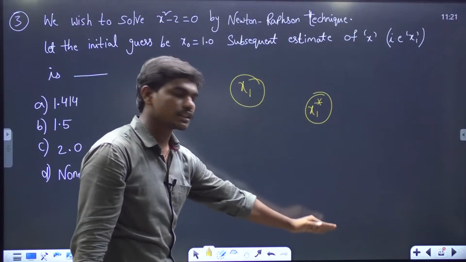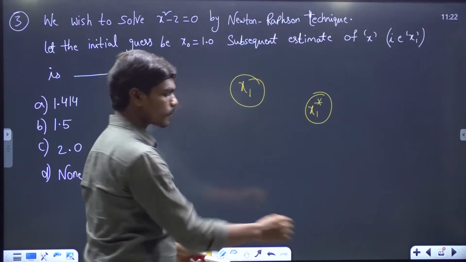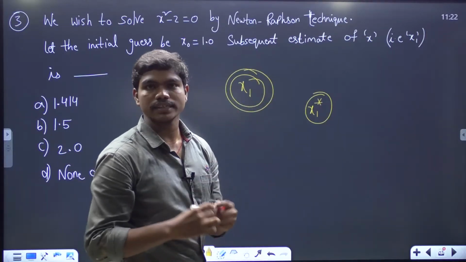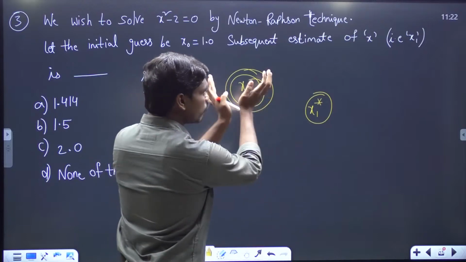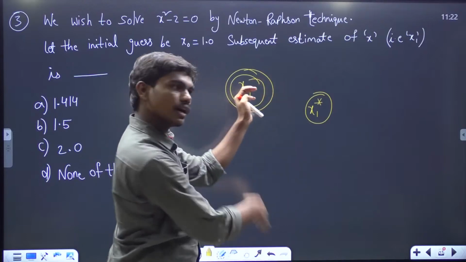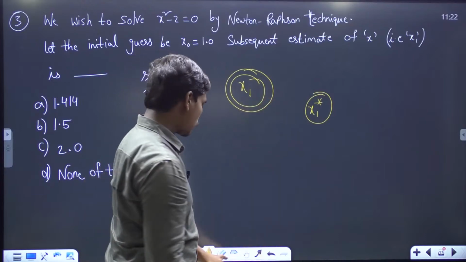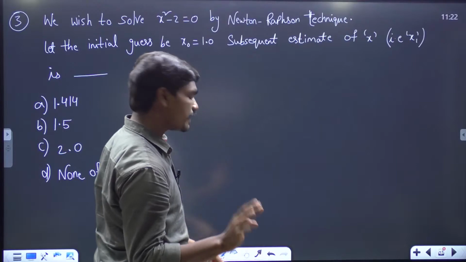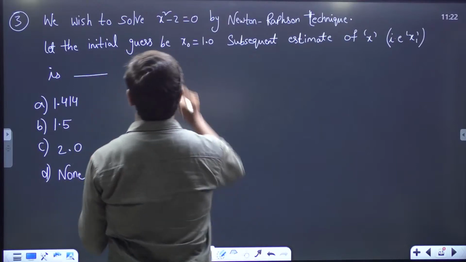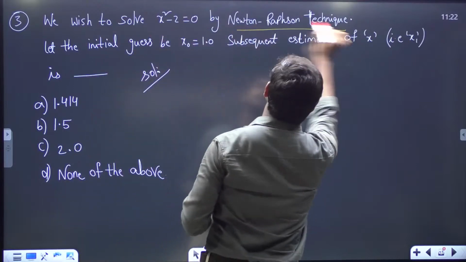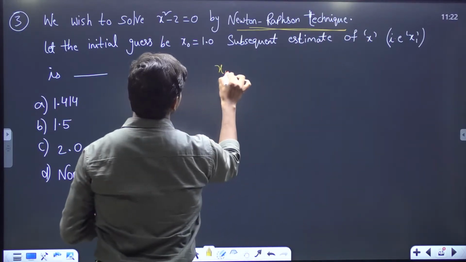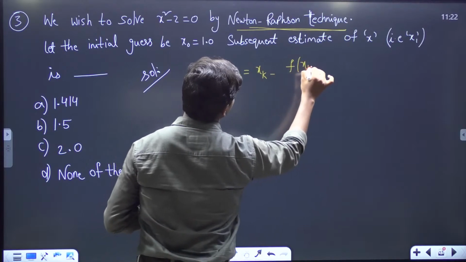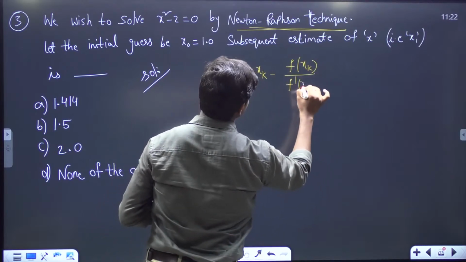The second iteration is wrong, so the third iteration value will be wrong. So the values you find in the iterations are very important, because if the value in one iteration changes, every other iteration goes wrong. My sincere request: it doesn't matter how small or big the question is, please always write the iteration formula. Here it's given as the Newton-Raphson technique: xk plus 1 is equal to xk minus f of xk divided by f dash of xk.